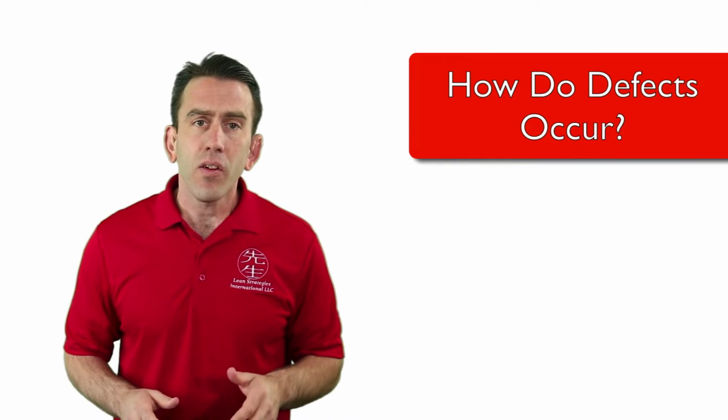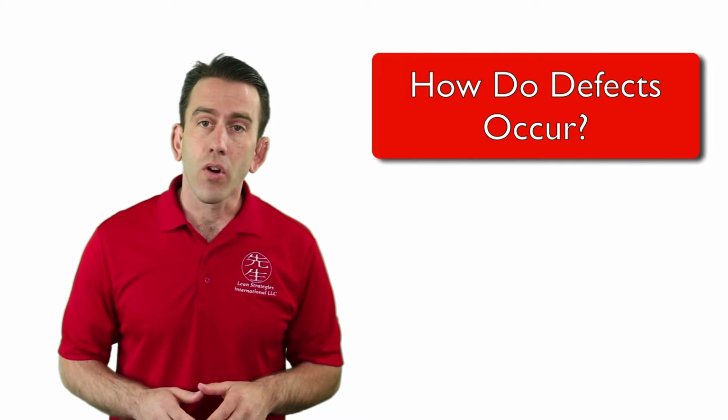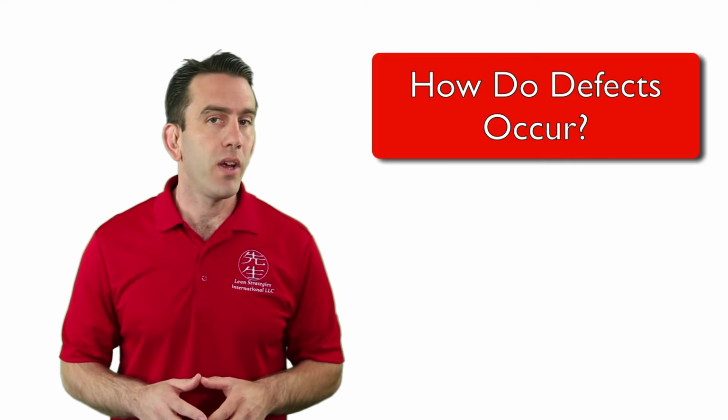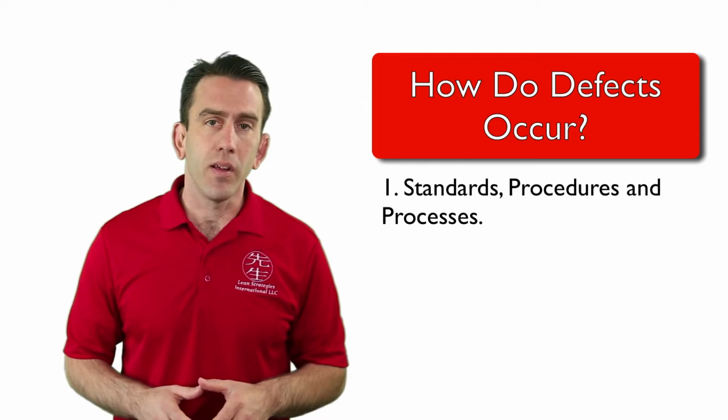When these mistakes result in defects, it is important to first allow the problem to be brought forward and reassure the individual that even though the problem has occurred, there is also an opportunity to get better. In the case of a defect, there are some general areas where defects occur, which we will introduce here. Starting with standards, procedures, and processes.